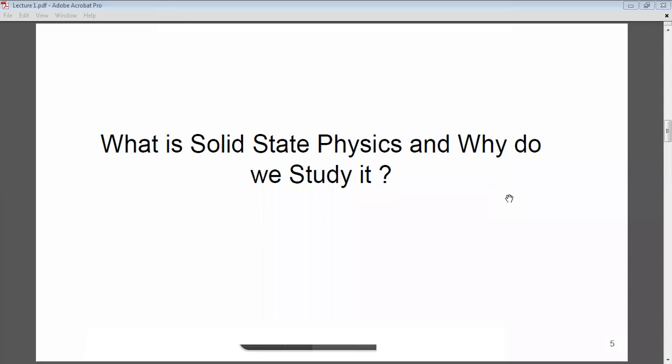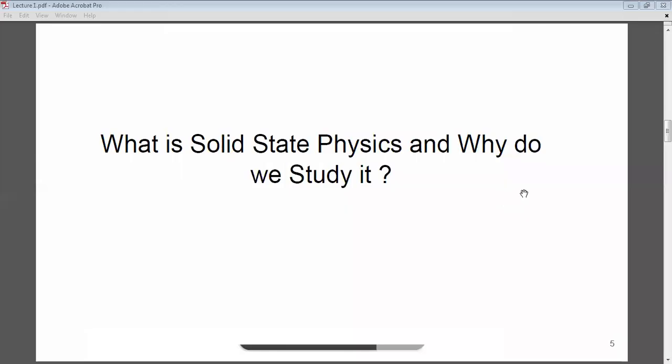So what is solid state physics and why do we study it? Solid state physics is a branch of physics that deals with practical and theoretical investigations of the properties of solids, such as their superconductivity, their ferromagnetism. In other words, it is the study of solids through various methods like crystallography, quantum physics, electromagnetism, mechanical properties such as hardness, elasticity, thermal properties, optical properties.